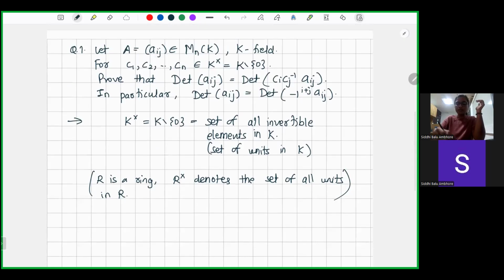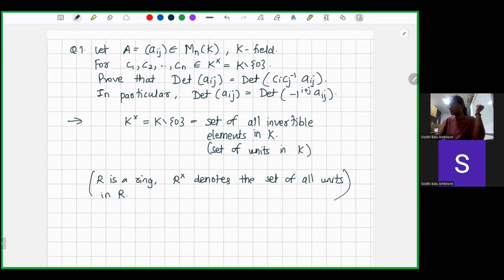So we have this matrix A in Mn(K). That is an n cross n matrix where entries are from K. K is a field, and C1, C2, ..., Cn are non-zero elements from K. That is, they are units and invertible in K. And we have to prove that the determinant of (Aij) is equal to the determinant of (Ci Cj inverse Aij).